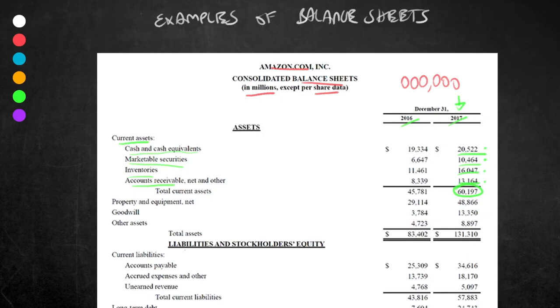Moving on, we're going to look at non-current assets. I know it doesn't actually say non-current here, but essentially it is this section, and we know that from what we looked at in previous videos. So we have property and equipment, $48,866 million of property and equipment.